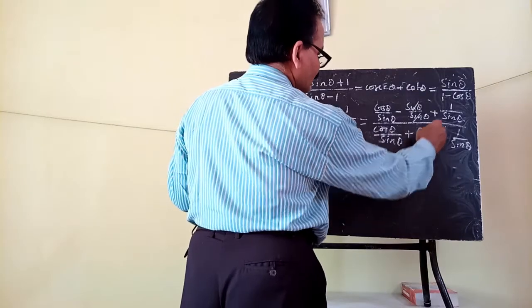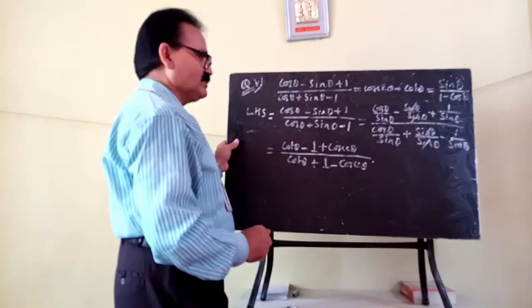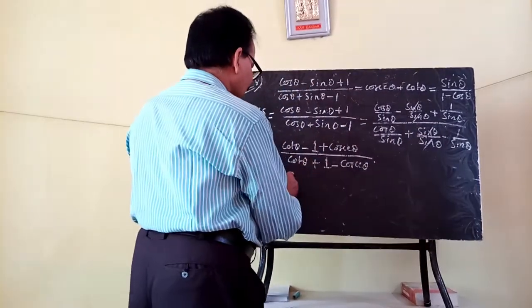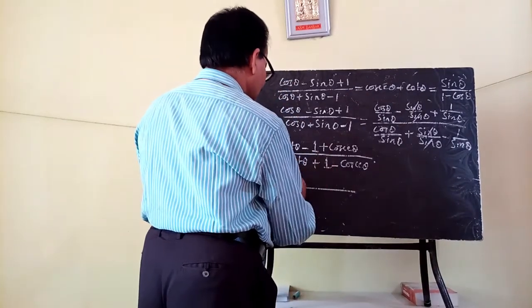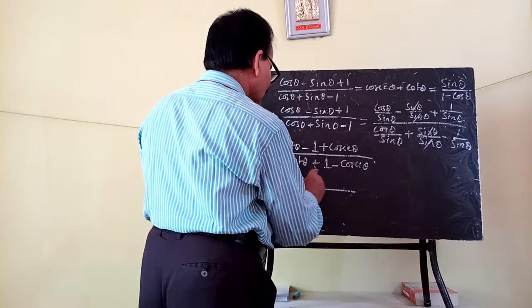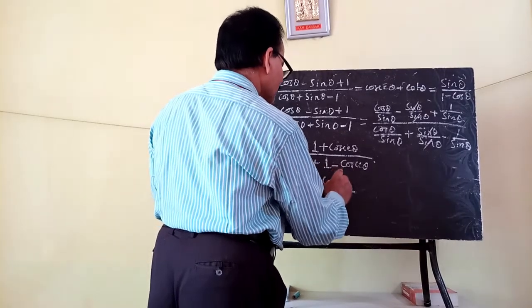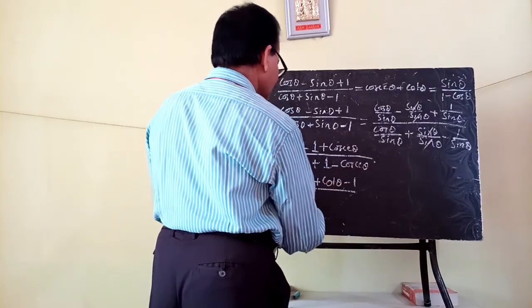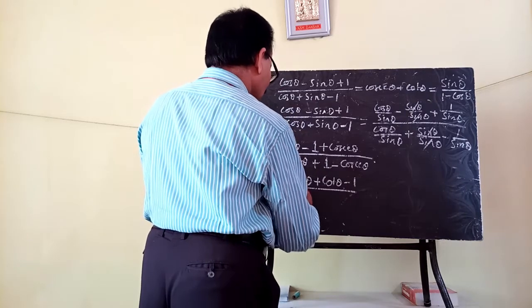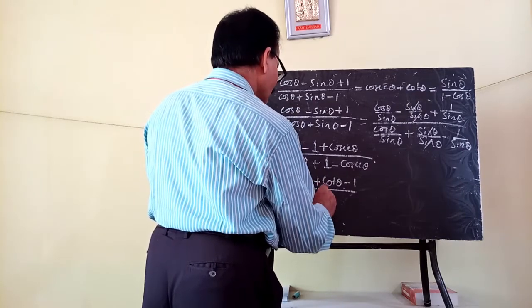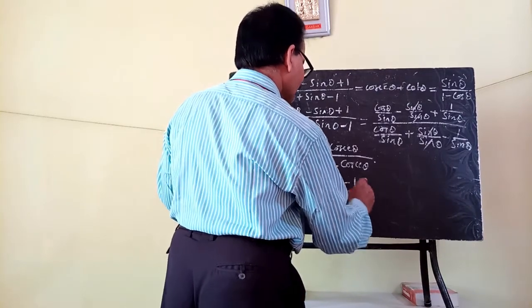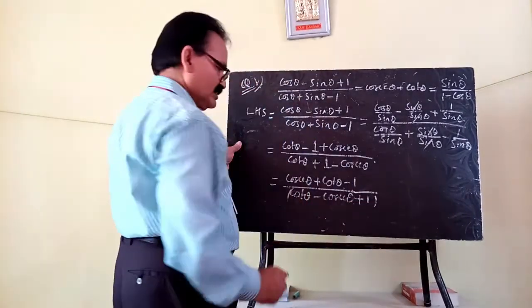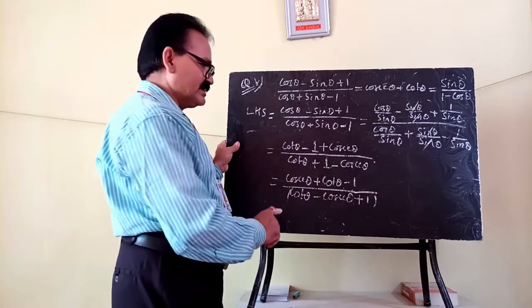Sin cancels, plus 1. Now you just rearrange it. After rearranging, what will you write? Cosec theta plus cot theta minus 1 in the numerator. Then this is your cot theta minus cosec theta plus 1 in the denominator. We have rearranged it.